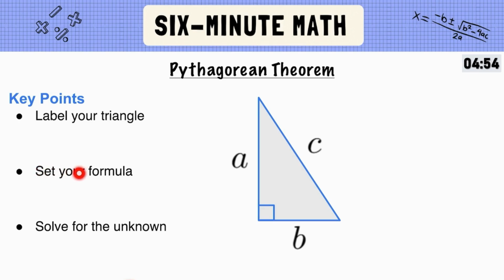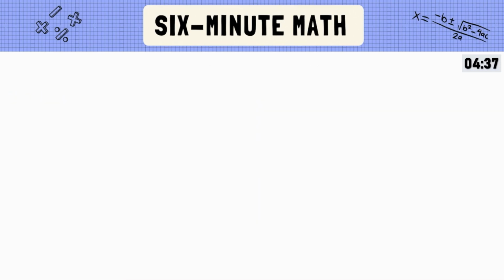Our second step is to set our formula. And our formula for Pythagorean theorem is a squared plus b squared equals c squared. We're going to plug our numbers in that we are given. And then lastly, we're going to solve for that unknown. So let's check out some examples here.